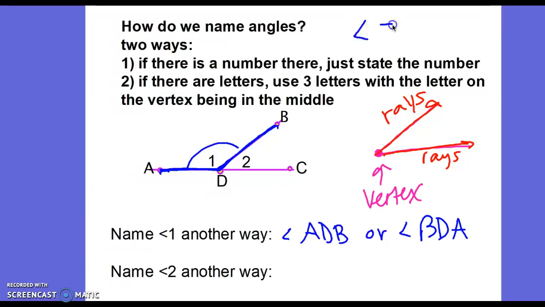Again, this symbol here is my symbol for angle. How can I name angle 2? Why don't you try it and then hit pause. When you're ready, hit continue.